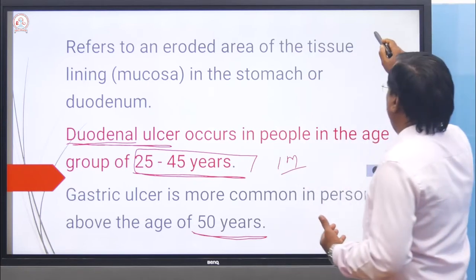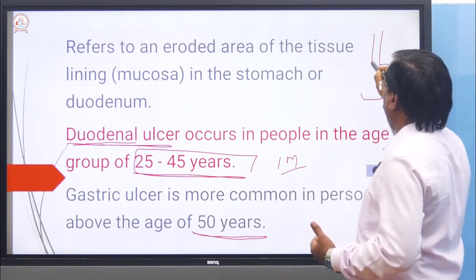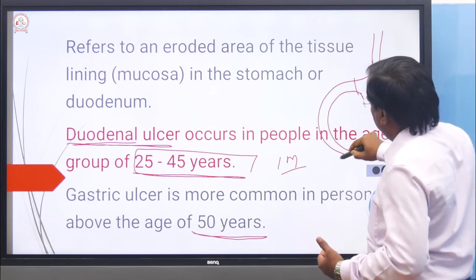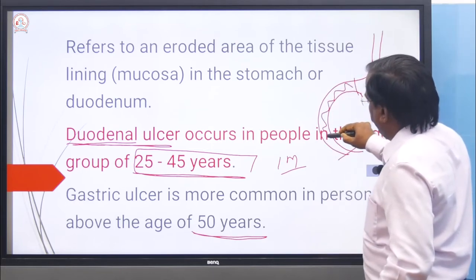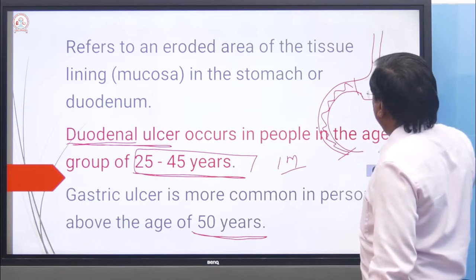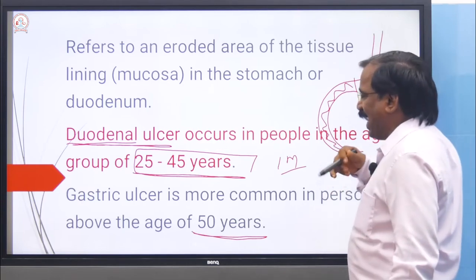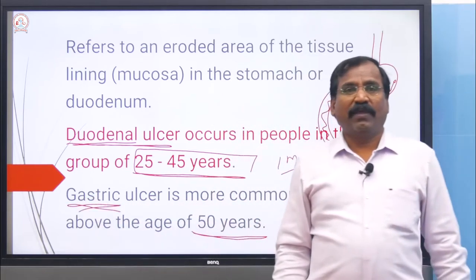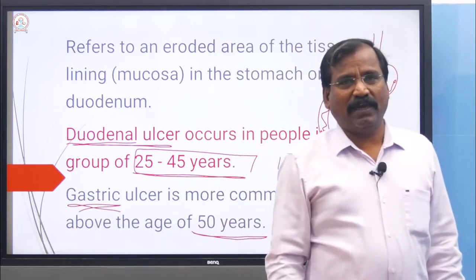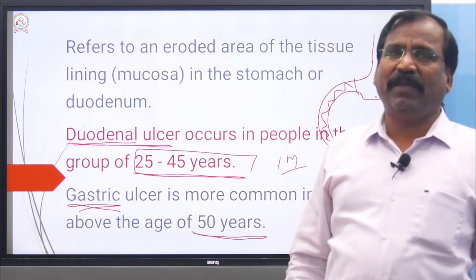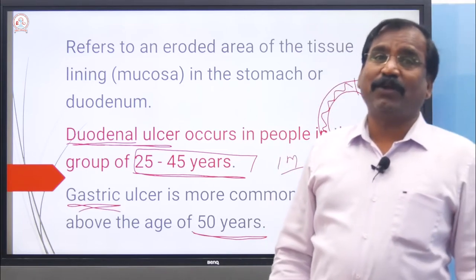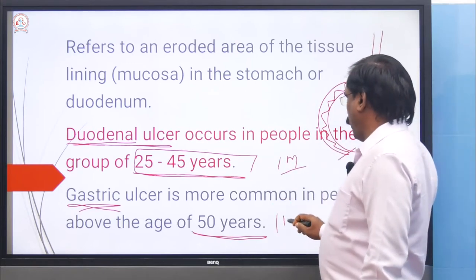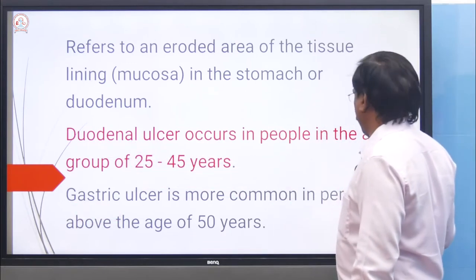Okay, duodenum, you know duodenum, after the stomach, the U-shaped region. If the eroding is in the stomach, it's called gastric. Always that gastric word is related to stomach. Gastric ulcer is common above the age of 50 years. Duodenal is common in the age group of 25 to 45 years. One mark, most frequently asked question.